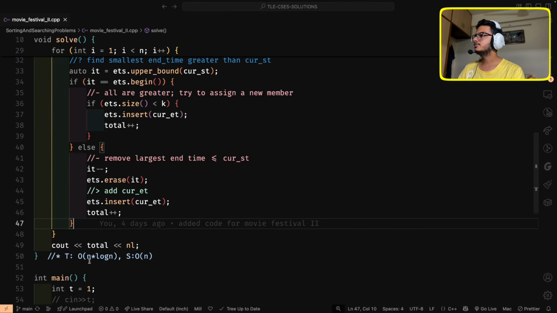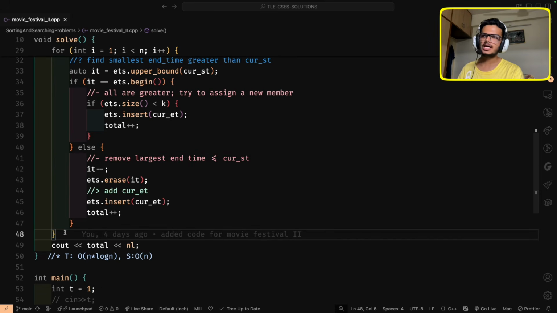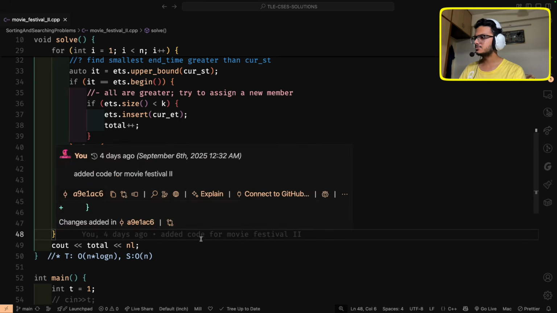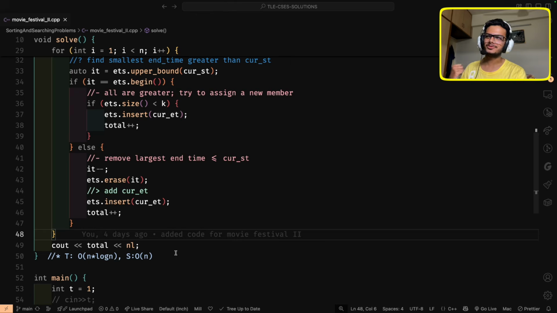So after this loop ends, we would have processed all the movies, and the total will contain the answer, the maximum number of movies we can watch when we have k members. So time complexity, I guess we have already discussed. It is n log n, and space complexity is order of n.